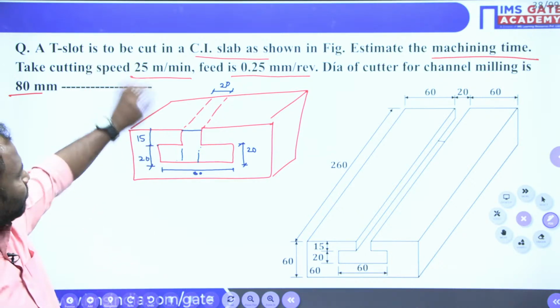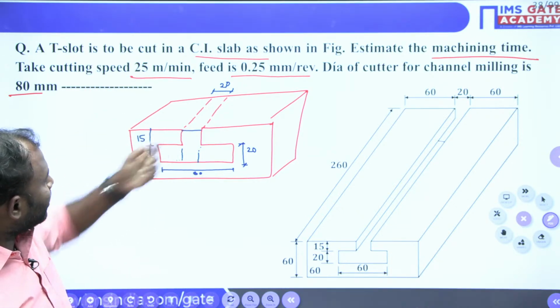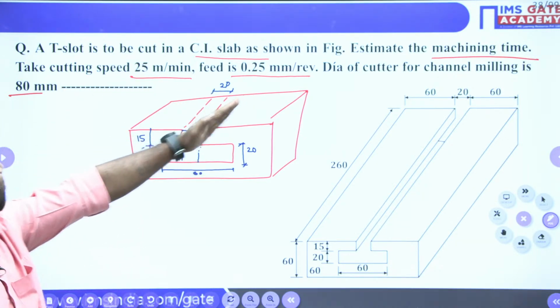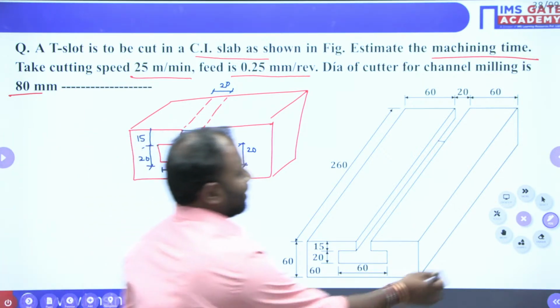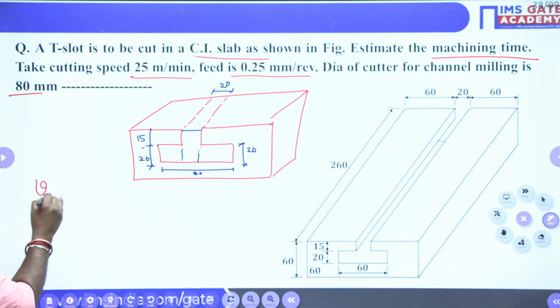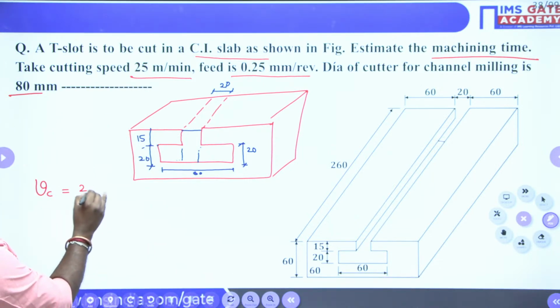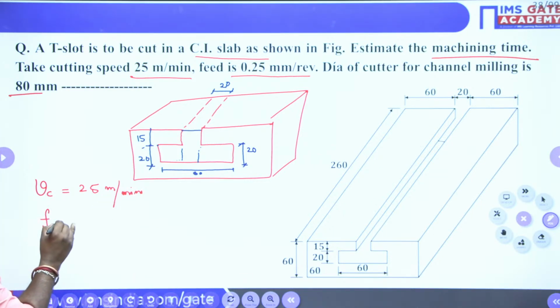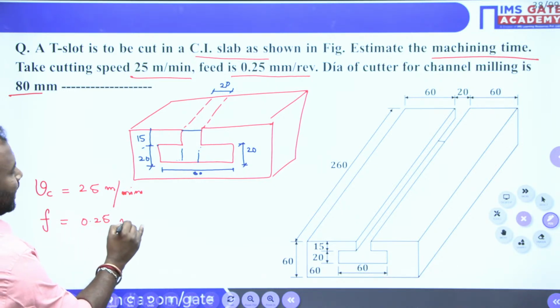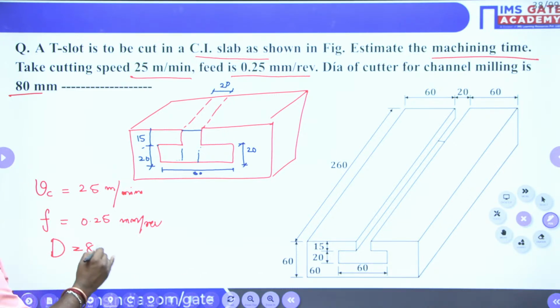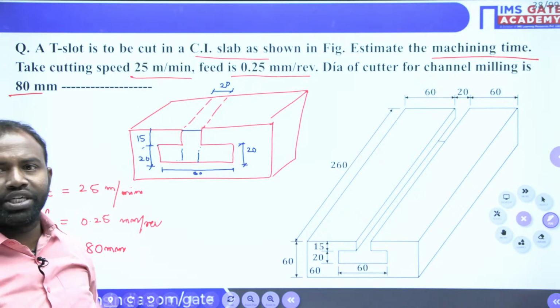Now, see that first we'll calculate the machining time for the depth of this slot. After that, we will calculate this T slot. Now, what is given in the problem? Estimate the machining time. Cutting speed is given. Let me write cutting speed. Cutting speed given is equal to 25 meters per minute. And feed is equal to 0.25 mm per revolution. Now, diameter of the cutter is given, it is 80 mm, right? First we'll calculate the machining time for this slot.